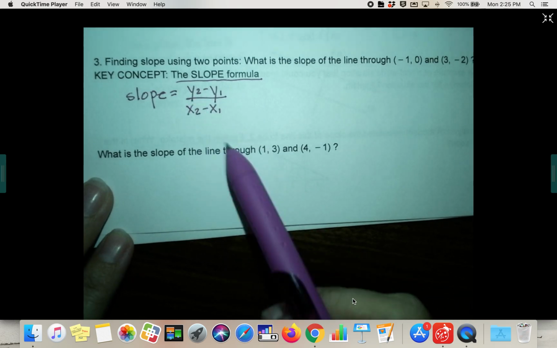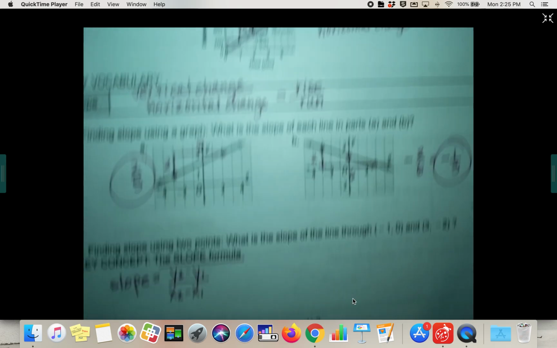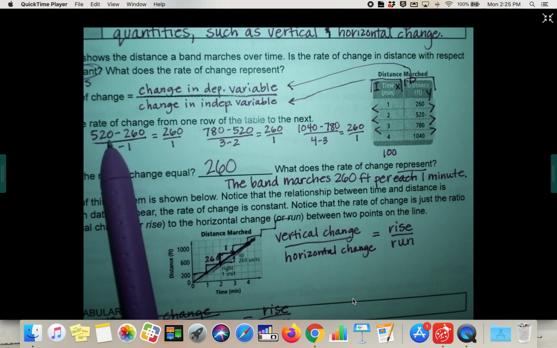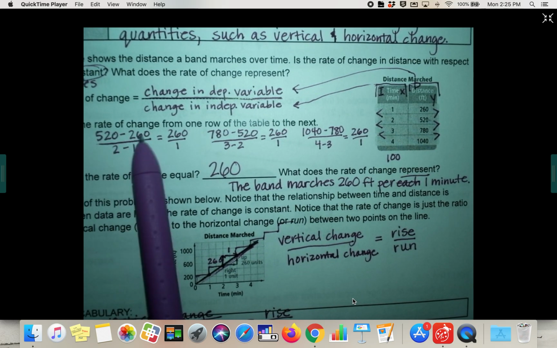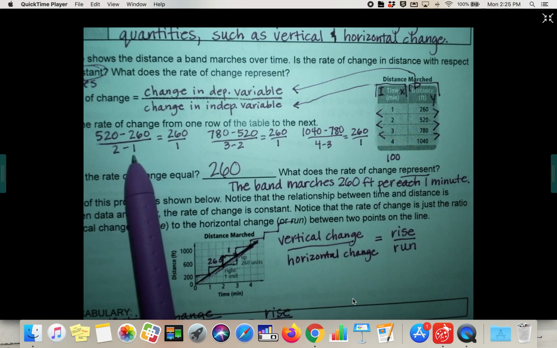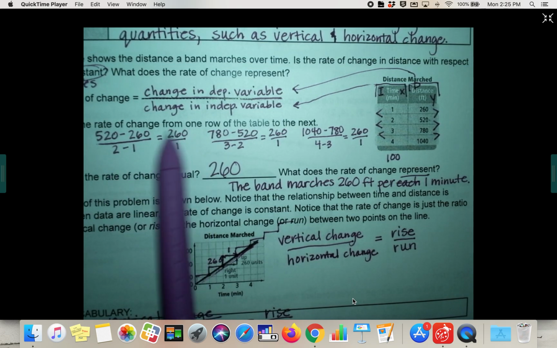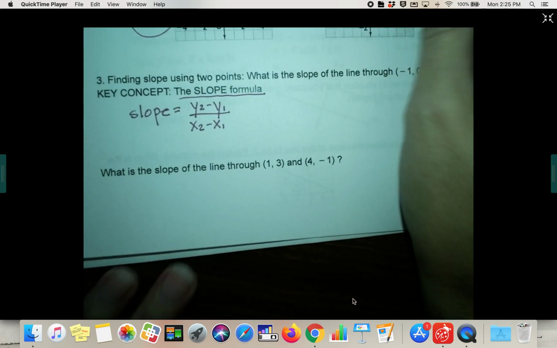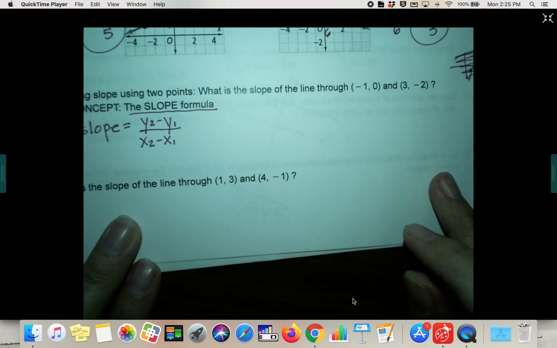Now you may be like, what in the world? But we've actually already done this up here. We took 2 of the change in the dependent variables and subtracted them, and 2 in the independent variables and subtracted them to get our slope. So we've actually already done this. I just didn't label it as y2 minus y1 over x2 minus x1.